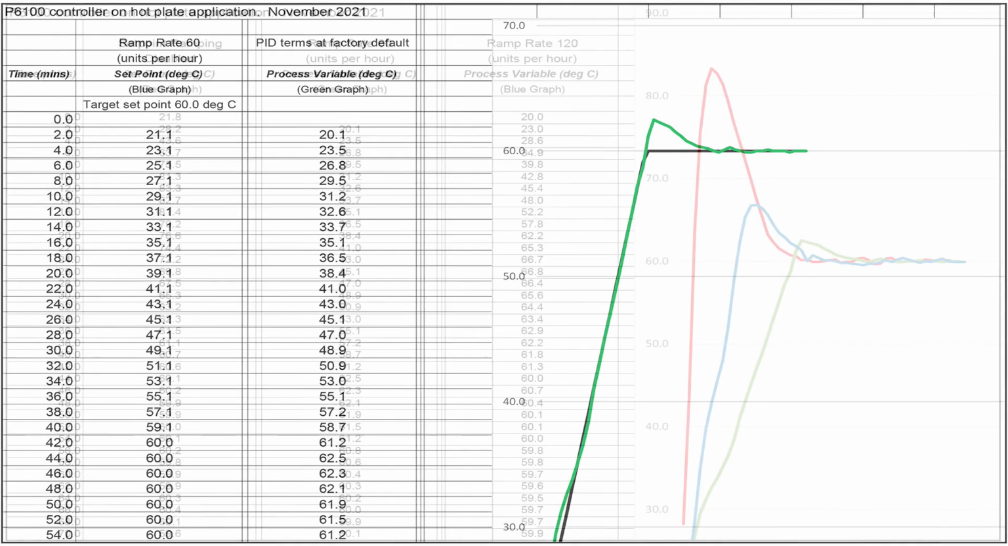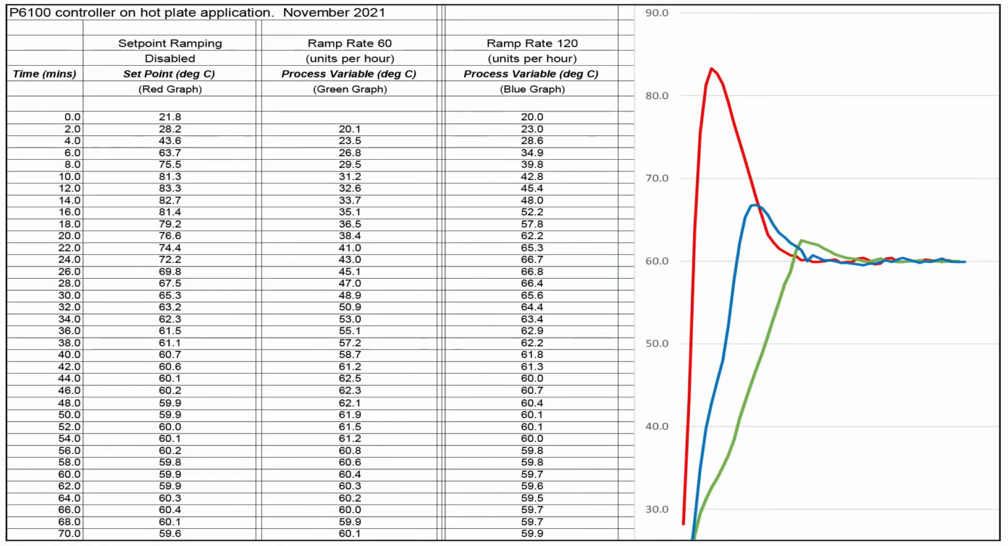The graphs show that when the set point ramping feature is enabled, we get better control of the process. With it disabled, the graph in red, we have a lot of overshoot from the set point. By having the set point ramping enabled, we have far less overshoot and better control of the process.